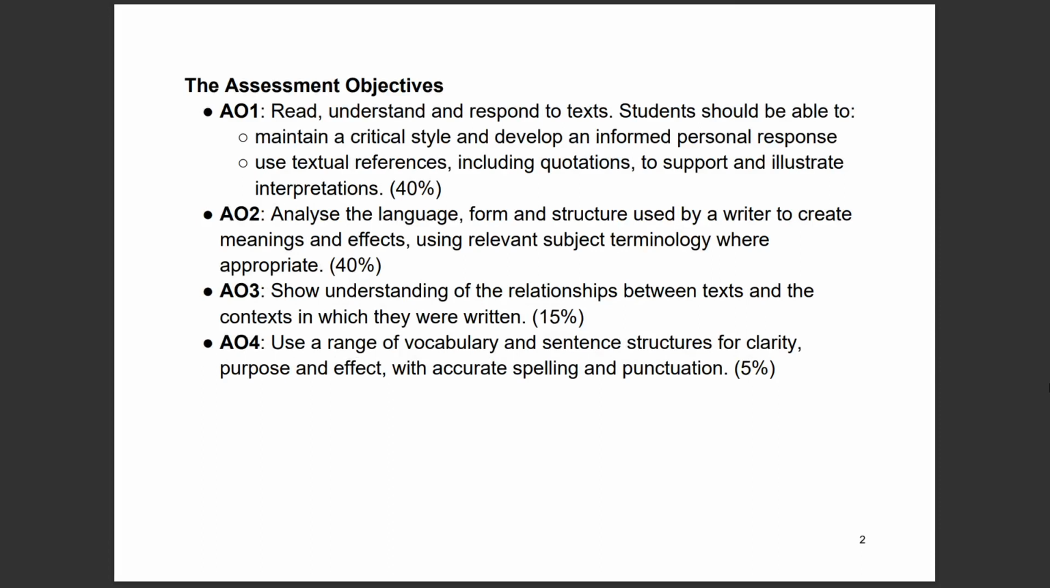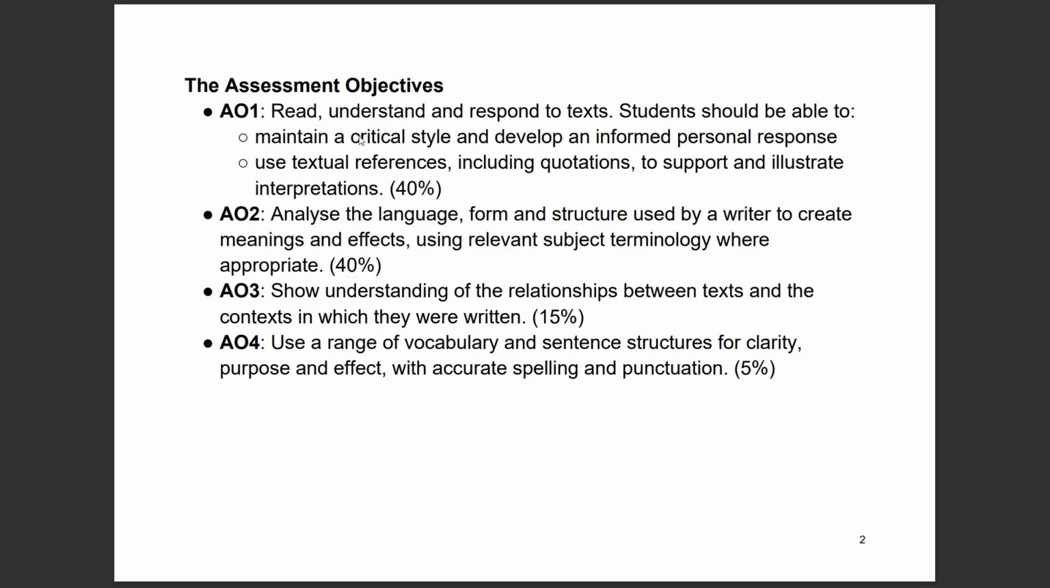So, the assessment objectives are AO1: read, understand, and respond to texts. Students should be able to maintain a critical style and develop an informed personal response. Use textual references, including quotations, to support and illustrate interpretations.